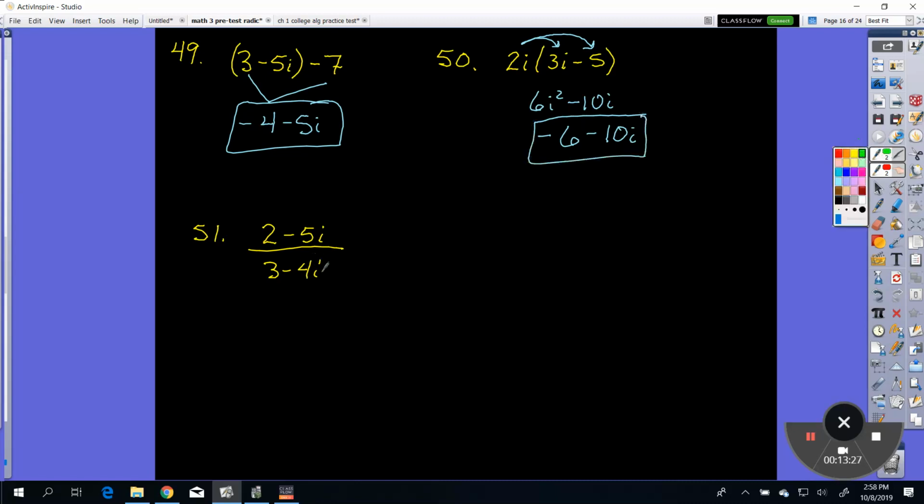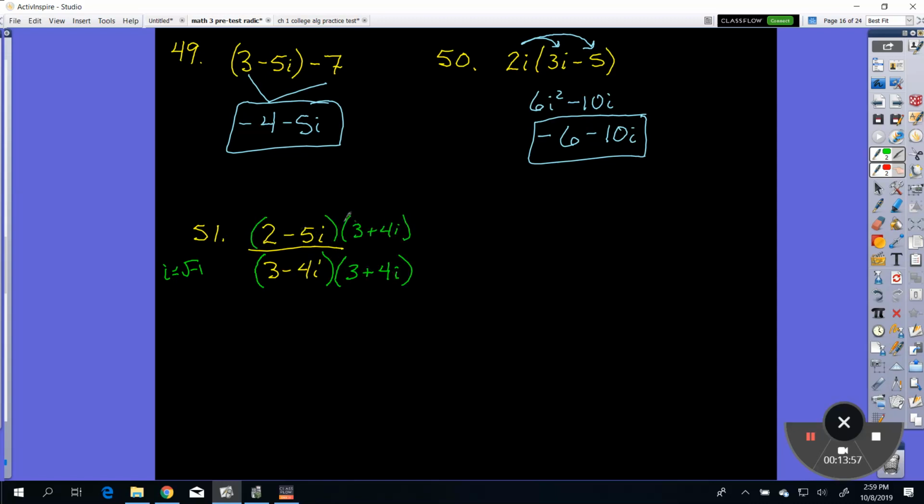On 51, so math people, it's a general rule that we don't leave a square root on the bottom of a fraction. And since i equals the square root of negative 1, that's saying we have a square root on the bottom of a fraction. So we can't do that. So to get rid of it, we multiply by what's called its conjugate pair. So it's its twin, but just the opposite. One's negative, one's positive. Whatever I do to the bottom, I must also do to the top.